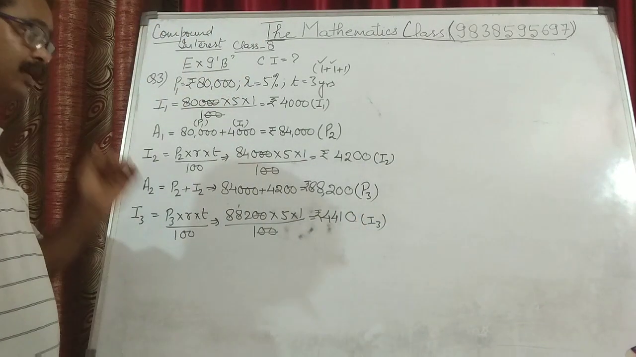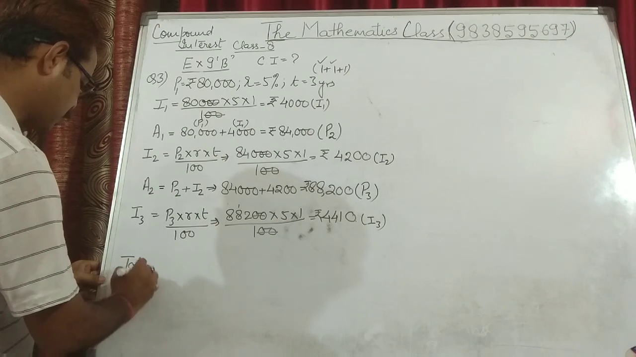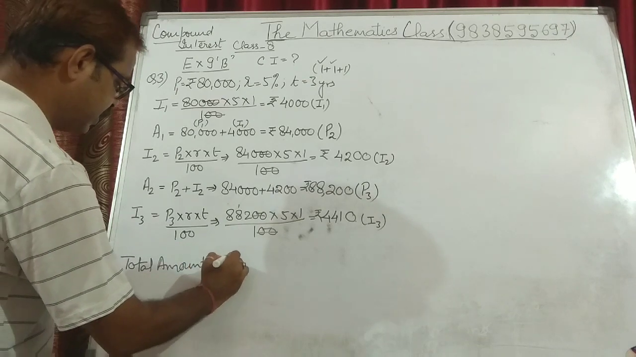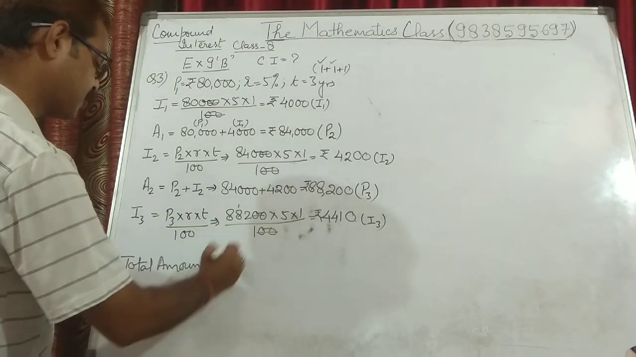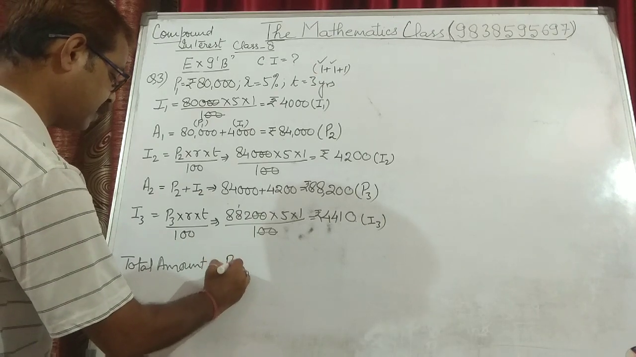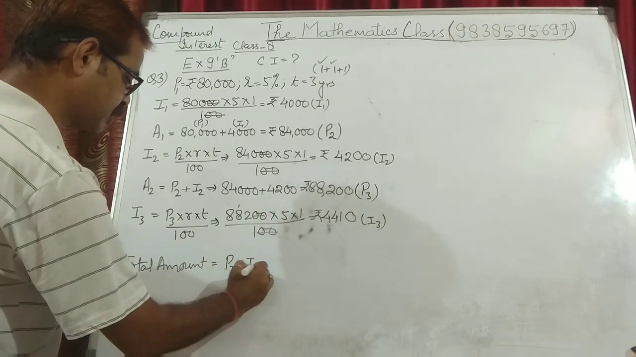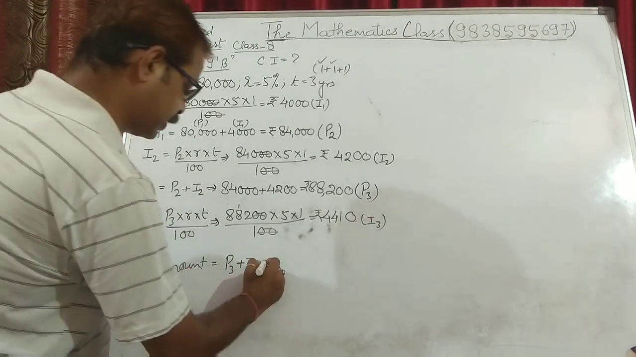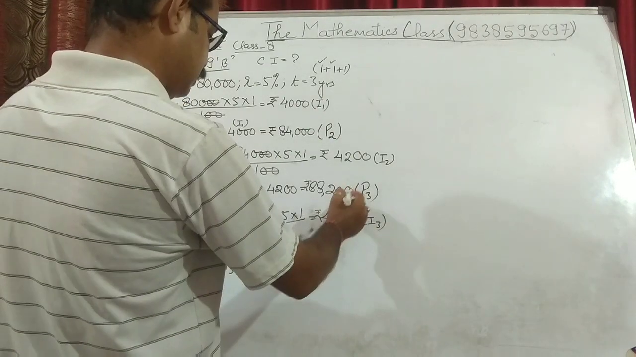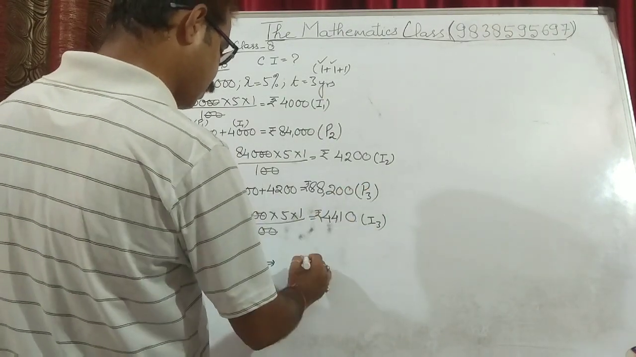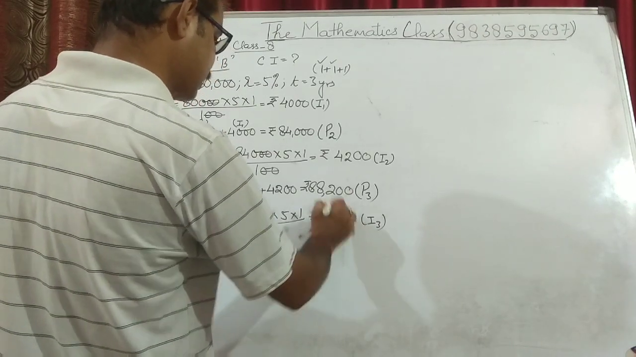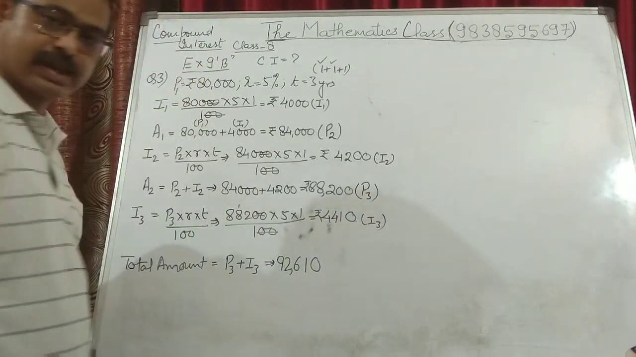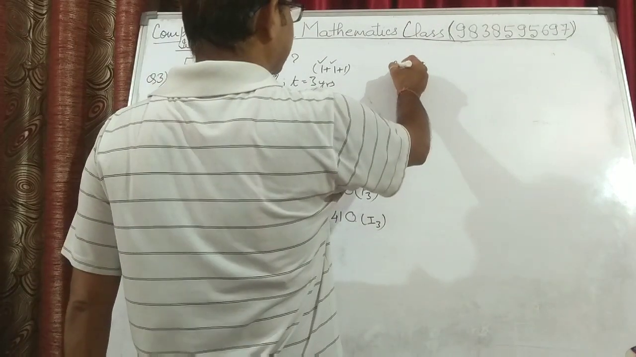So what will be the total amount? Now total amount will be principal for the third year plus interest for the third year. Principal for the third year and interest after third year. So when we add them, this will be 0 and 0 is 0, 1, 6, 12, 9. Rupees 92,610. We have to calculate compound interest.